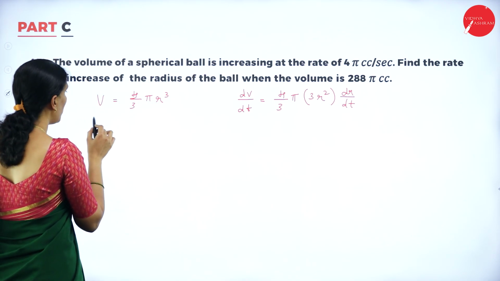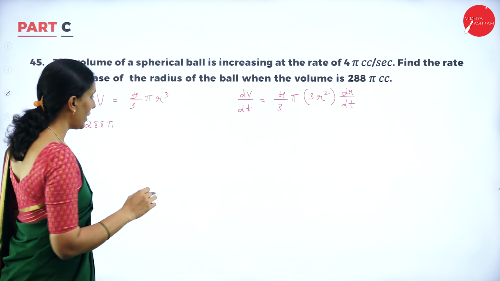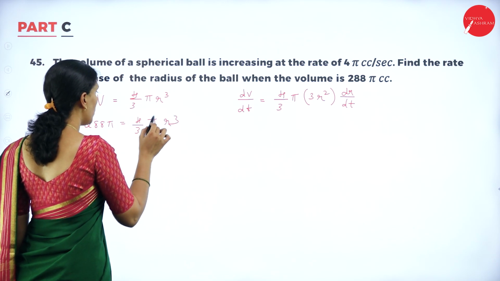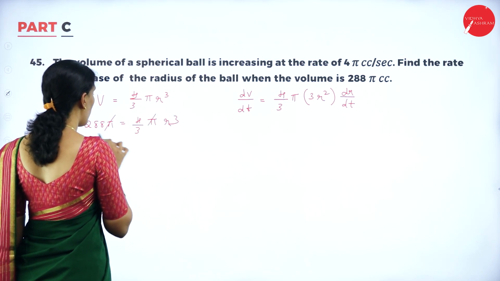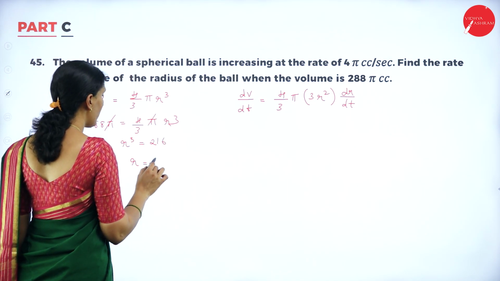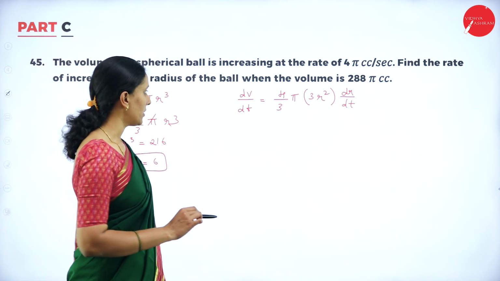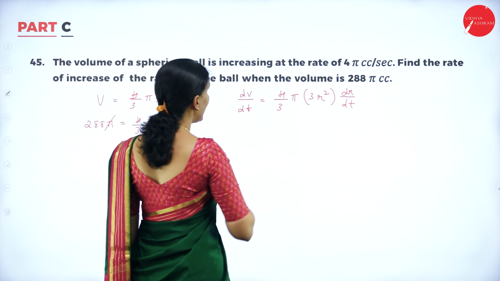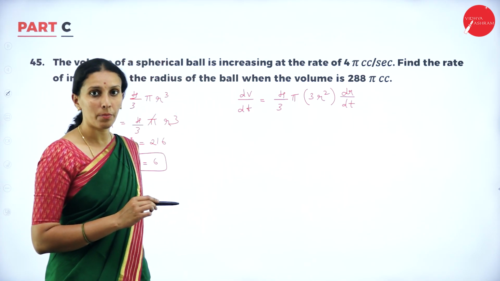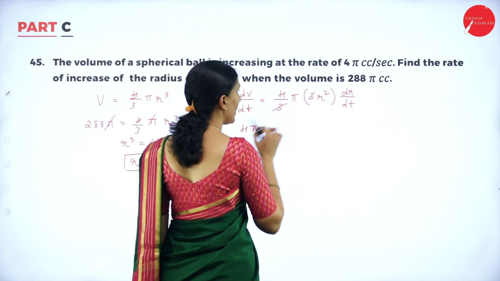Now they have given the volume as 288 pi. So let's find out the radius here. So we have 4 by 3 pi r cube. So pi gets cancelled. On cross multiplying this, we get r cube is equal to 216. So r, we will get it as 6. So therefore r is 6 centimeter. So let us substitute. dV by dt is also given. That is the change of volume of the spherical ball is 4 pi cc. So therefore here 4 pi is equal to 4 pi r square dr by dt, and 4 pi gets cancelled.